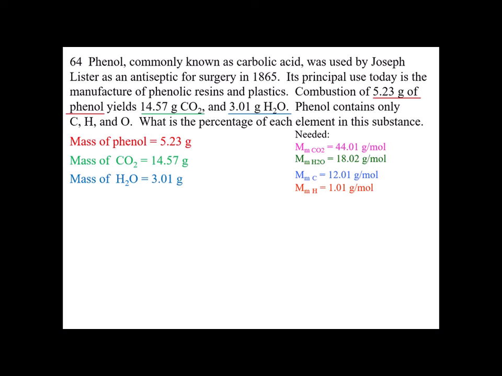So the first step is to find the mass of carbon. I'm going to start with my mass. Carbon came from which one of these 3 masses? Well, phenol has carbon, hydrogen, and oxygen. Water doesn't have carbon in it at all, so I'm going to start with the mass of carbon dioxide. This is my mass of whole here. To find the percent of each element, I'm going to use this as my mass of whole.